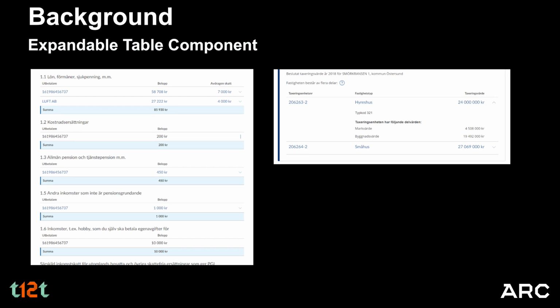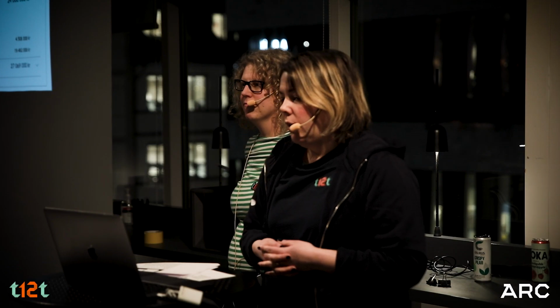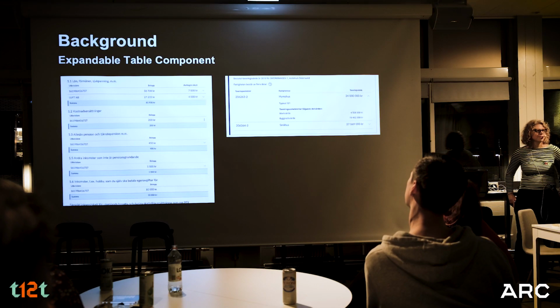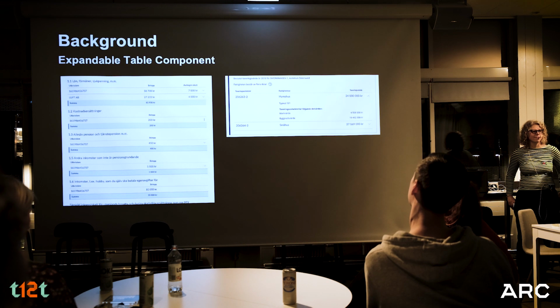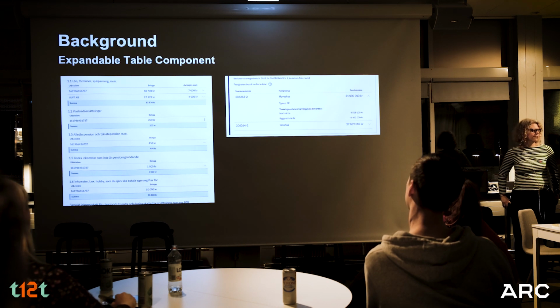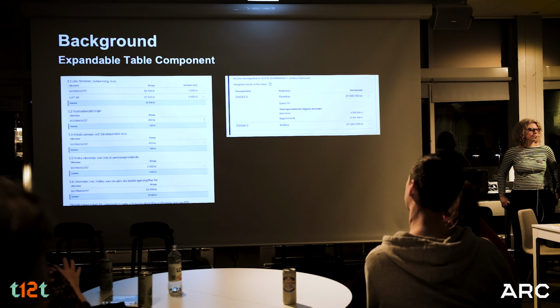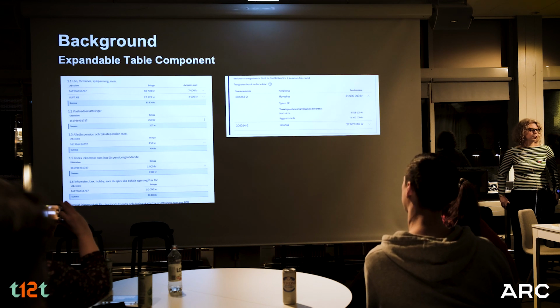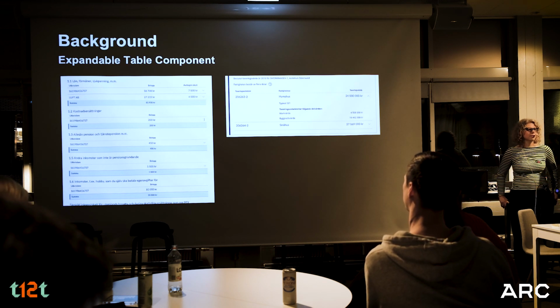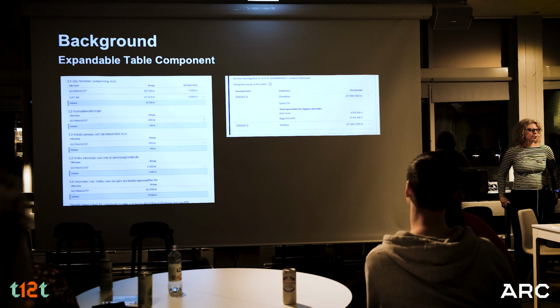The slide has the heading background, expandable table component, and it shows 2 images of the component being used in 2 different applications before the refactoring. And one part of our design system is our component library. It's a set of reusable UI components that can be used in different applications around the agency. And one of our components is called the Expandable table, and was one of the first that was included into the design system. And it has been used in many different applications, both as a table component and as a layout component. And when we tested it more thoroughly, we found that it had many accessibility flaws.